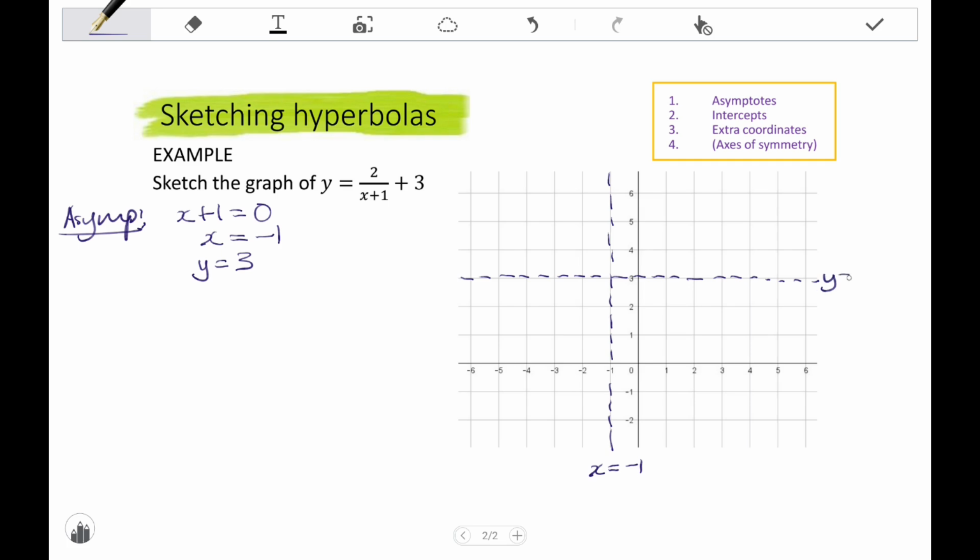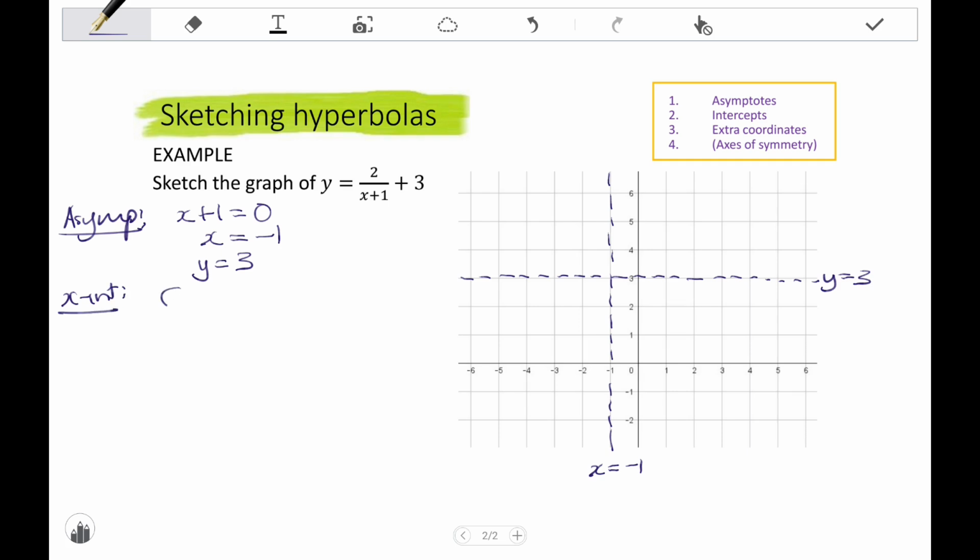and label it. Okay, then I want the intercepts. Now, neither of the axes is an asymptote, so I will have a y-intercept and x-intercept. Okay, so let's first find the x-intercept.